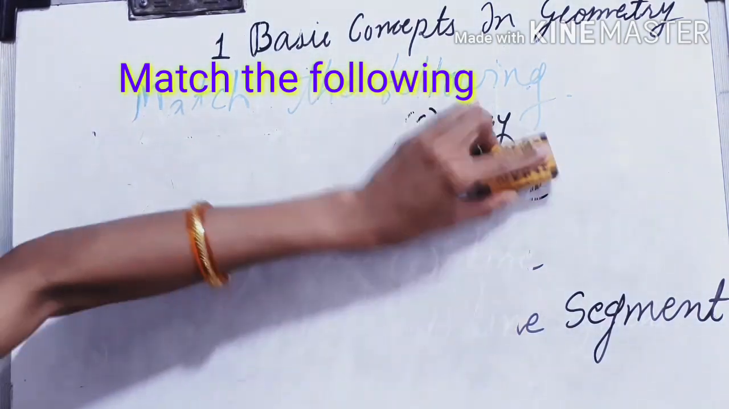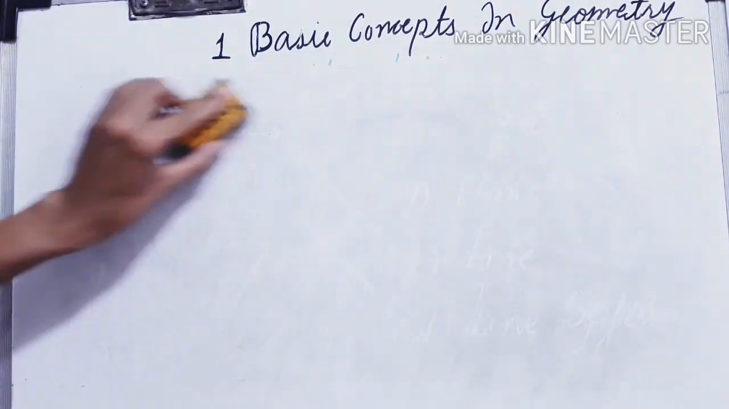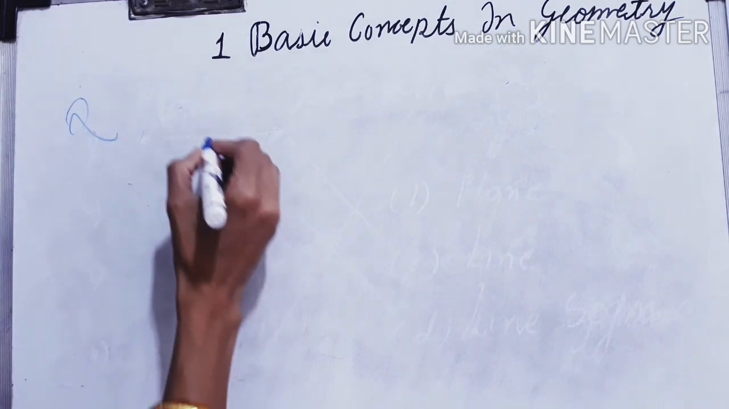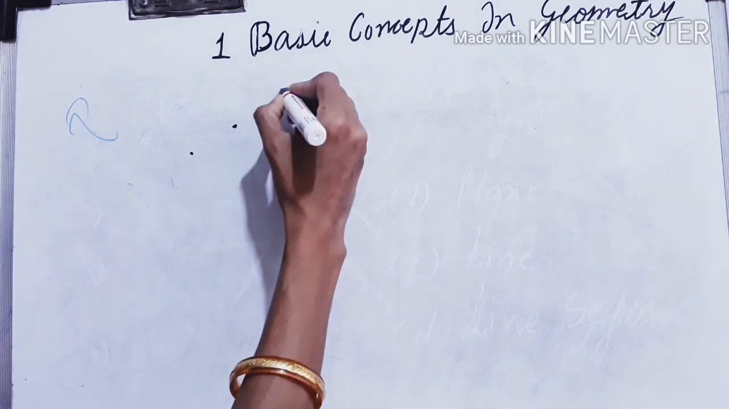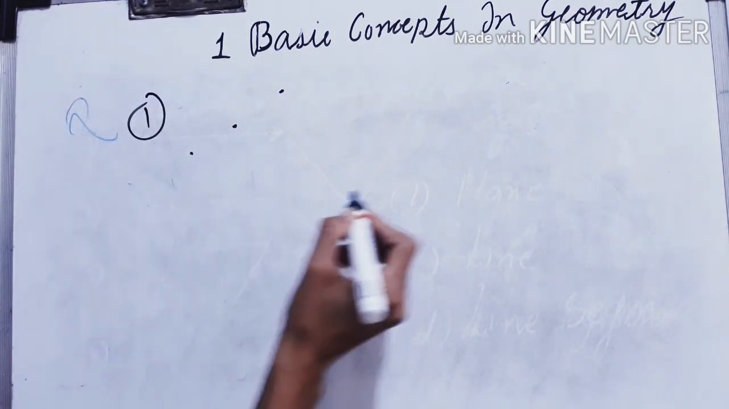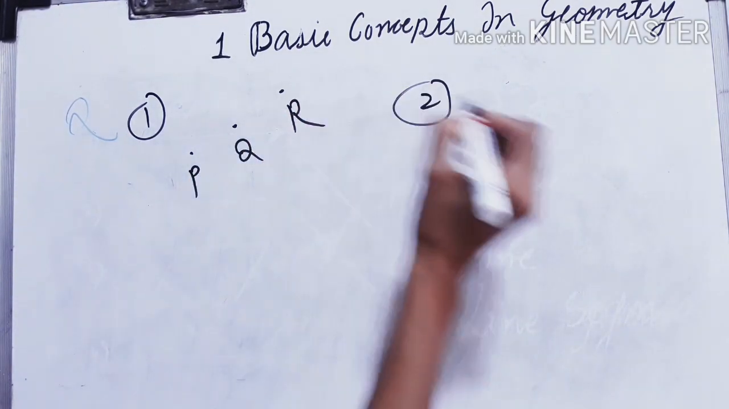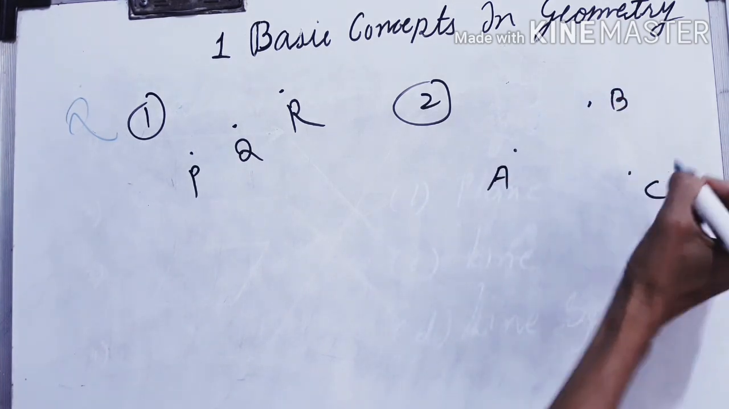Now see here. Along with this figure, I had told you about concurrent lines, collinear points, and non-collinear points. Now, one more question I can give you on that. You have to identify whether the points are collinear or non-collinear. So this is the first figure. Here I can give points P, Q, R. Here points A, B, C.